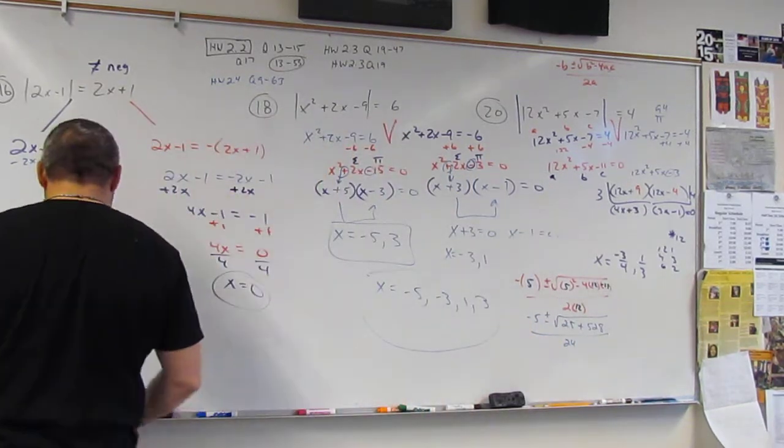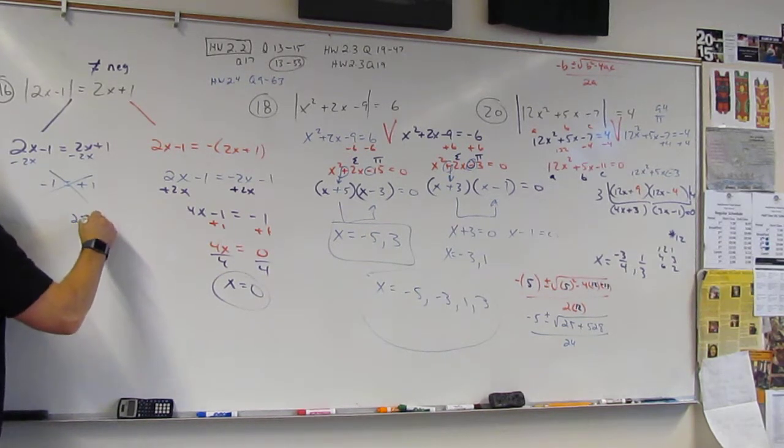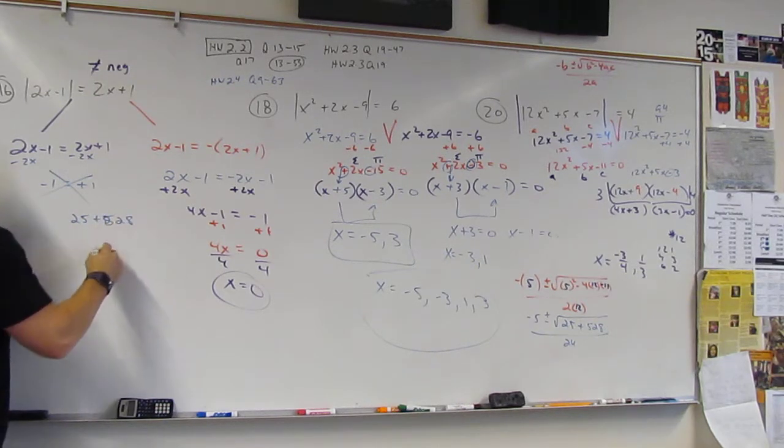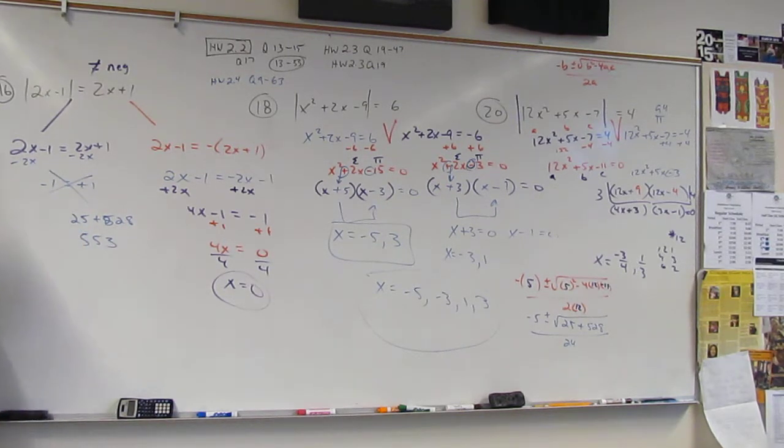Alright, so let's break that down. What's 528 plus 25? 553. Alright, let's break it down. Does 2 go into this? No. Does 3? No, 3 doesn't go into this. Does 5? No. The 7? Well, we have to check. So now we start using our calculator. 553 divided by 7, I think, is 79.